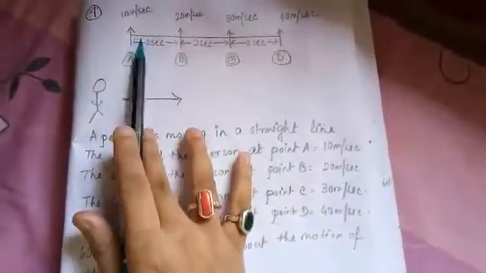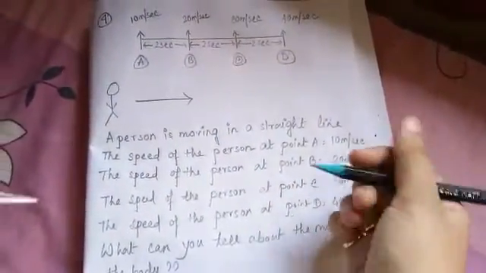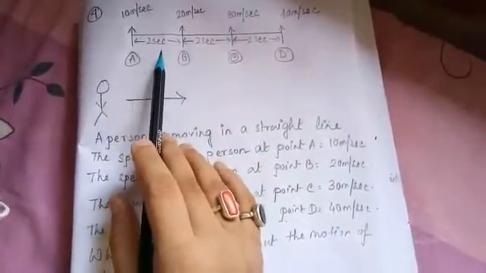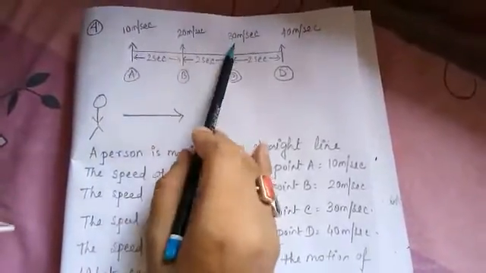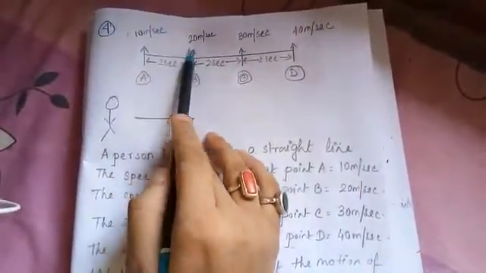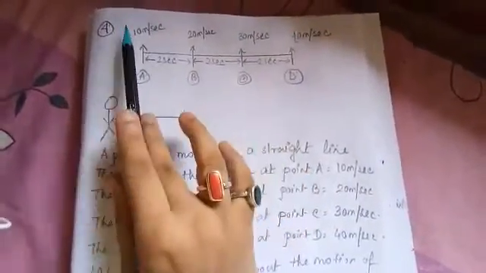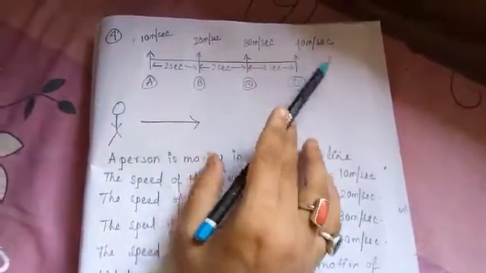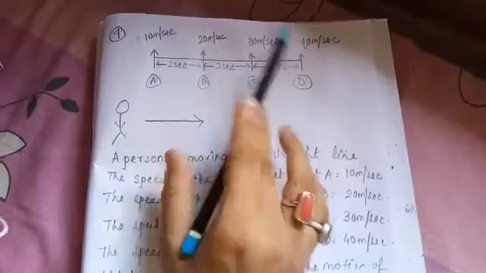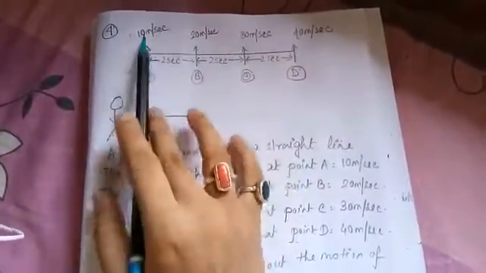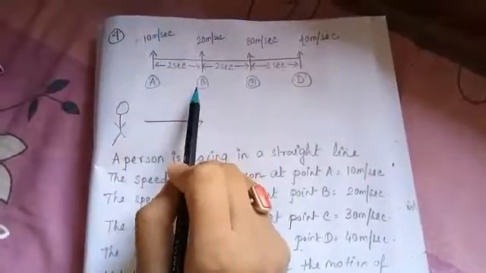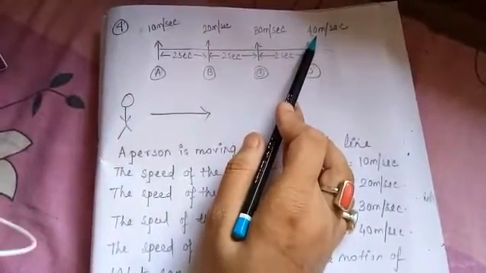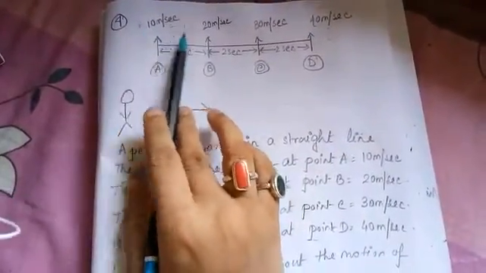Great. Now we have to tell about the motion of the person. Here we can see the speed is increasing continuously. Here it is 10 meters per second, then 20, then 30, then 40. That means it is confirmed that it is not uniform speed or uniform velocity. All of these speeds or velocities are instantaneous. So all the velocities are increasing.